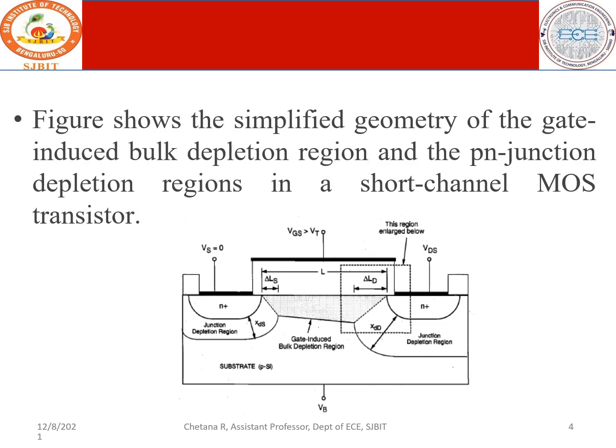So now we will consider the short channel. The moment the length of the channel is made small, the dimension of the channel is not going to remain a rectangle. Instead, it will take the shape of a trapezoid. So that is what is shown. It shows the simplified geometry of a gate bulk depletion region and a PN junction in a short channel MOS transistor. So this is how it is going to change.